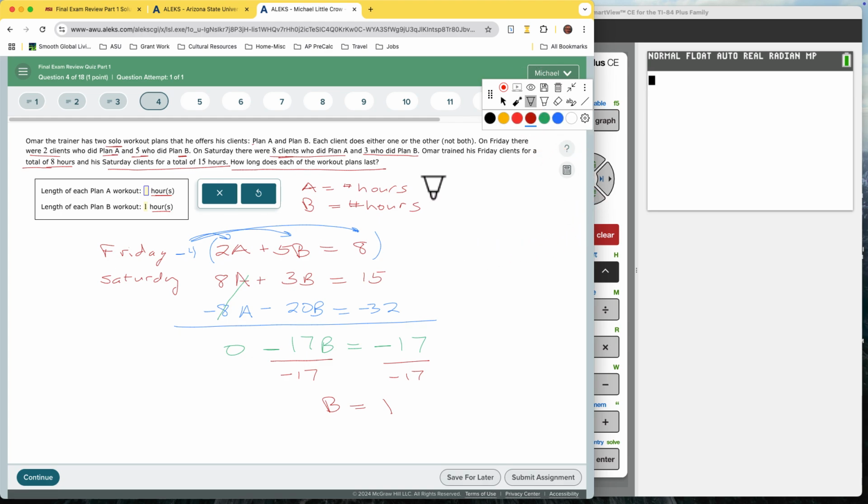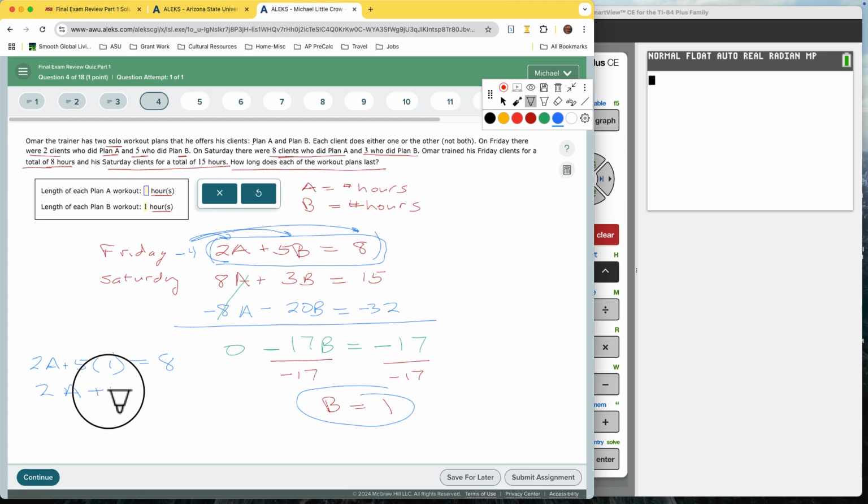And then to get a, we're going to need to take this value of b equals 1 and plug it into one of these two equations. It doesn't really matter. We could take this middle one, or we could go back to the original one, and I think that's the one I'm going to go with because I've used these other two. So I get 2a plus 5 times b, which is 1, equals 8.